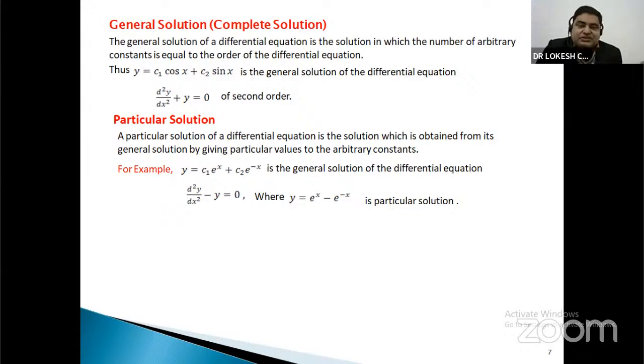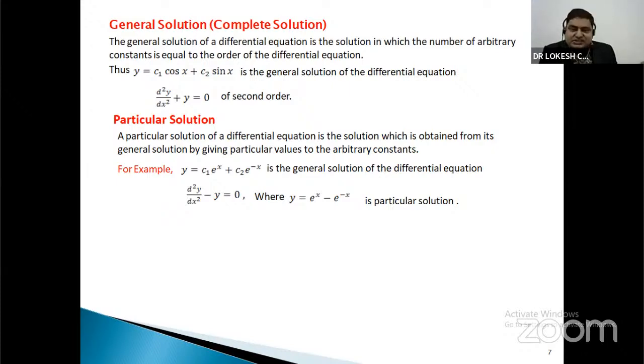Now, what is a particular solution? A particular solution of a differential equation is the solution which is obtained from its general solution by giving particular values to the arbitrary constants. If we define the solution y equals c1 cos x plus c2 sin x, then we are saying that it is a general solution. But as I said, c1, c2 are arbitrary constants.